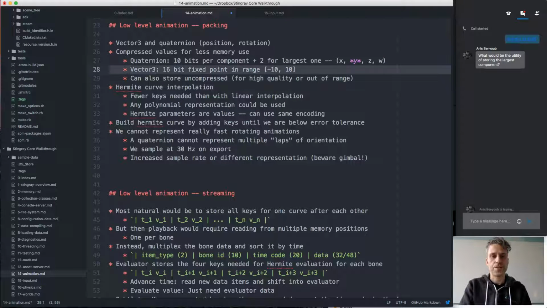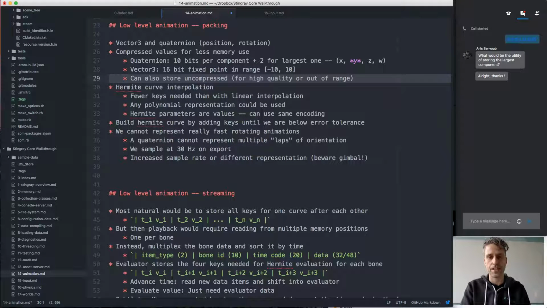For the positions, it's a bit simpler. We use just a 16-bit fixed point value in the range -10 meters to 10 meters, which is kind of the size that we expect our characters to have. We also support uncompressed values.